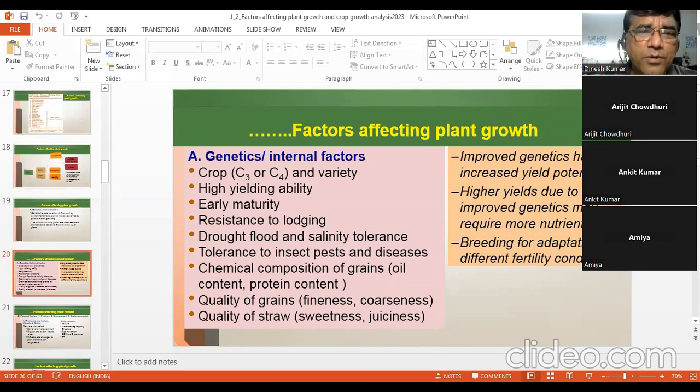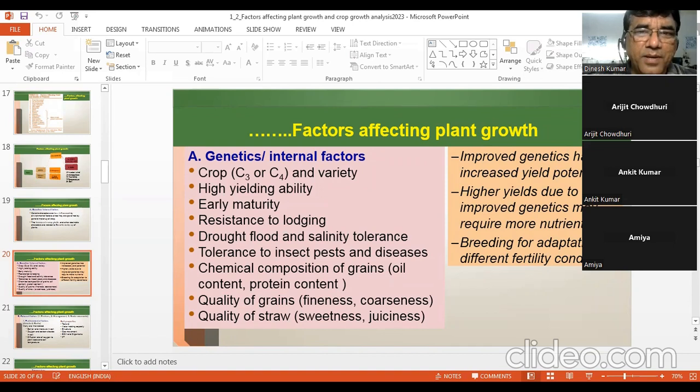You can have two kinds of crops, C3 or C4. Generally, C4 plants have more growth than the C3 plant. The speed of growth is more in C4 plants. That is why people are trying to put the genes into rice to make it a C4 plant. It is not successful yet. There is no success, but people are trying to make certain C3 plants into C4 plants.